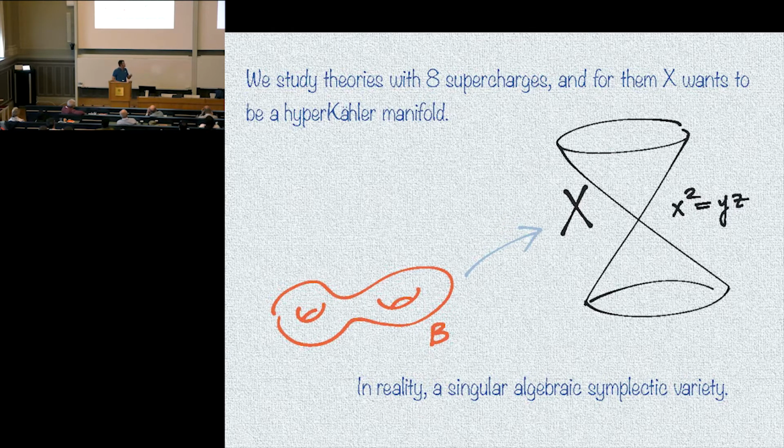That is to say, we study equivariant indices with respect to group actions on X that not only preserve but also scale the holomorphic symplectic form. So the weight of this holomorphic symplectic form will be an important parameter in the theory.